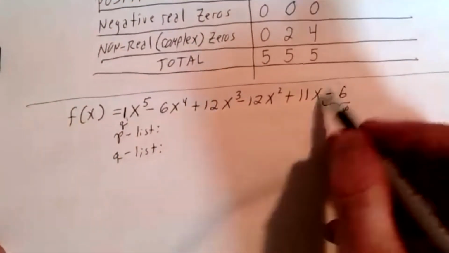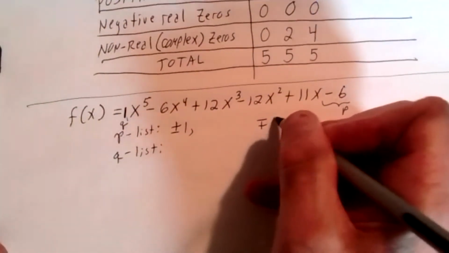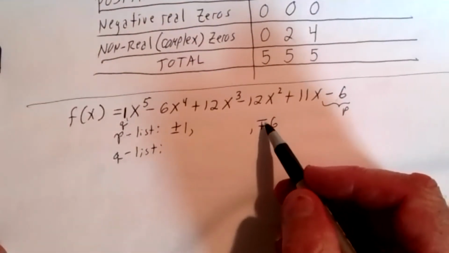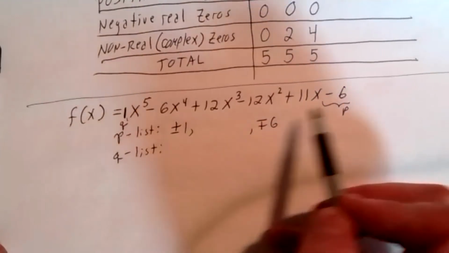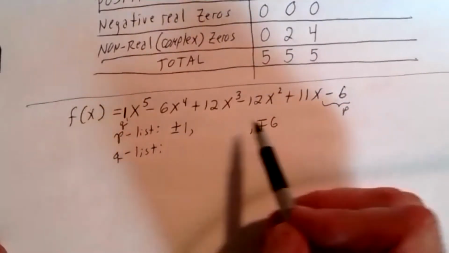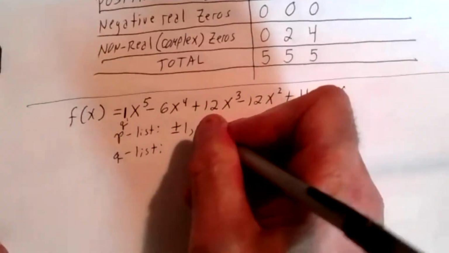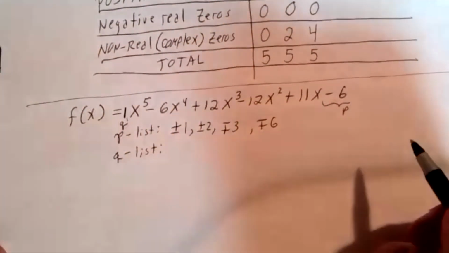So what are all the factors of -6? Plus or minus 1, minus or plus 6. Why do I have minus plus? Why did I invert these signs here? Because what's a positive 1 times a -6? It has to give me a -6. What's a -1 times a positive 6? It has to give me a -6. Plus or minus 2 multiplied by minus or plus 3 are factors of -6.